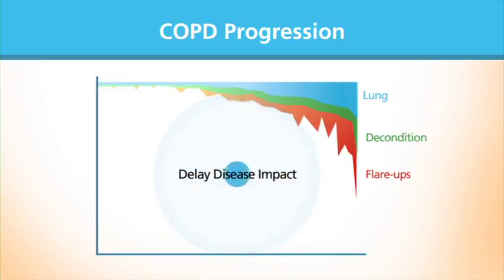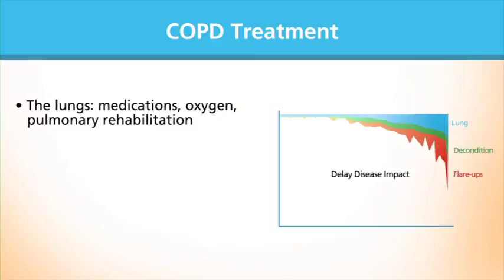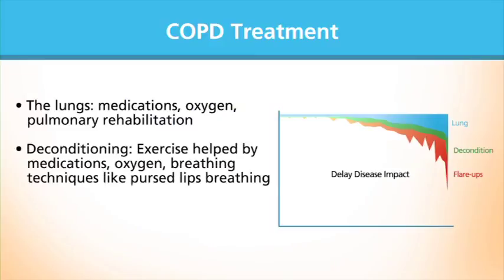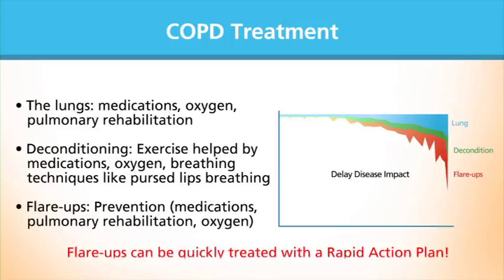The good news is that all three layers are treatable: the lungs by medication, oxygen, and pulmonary rehabilitation; deconditioning by exercise, helped by medications, oxygen, and pursed lips breathing. The flare-ups can be prevented by medications, pulmonary rehabilitation, and oxygen therapy. Flare-ups that do occur can be easily recognized and treated with a rapid action plan. And effectively treated, hospitalization can be avoided.